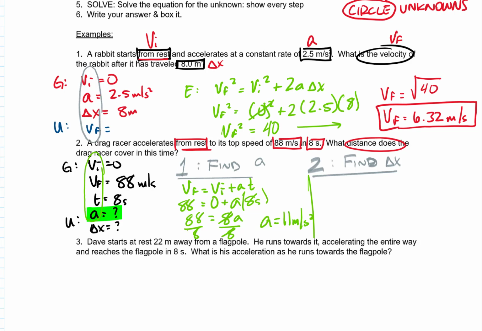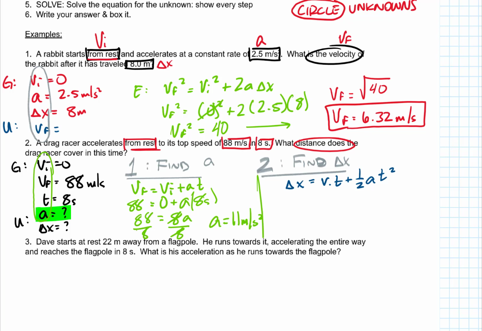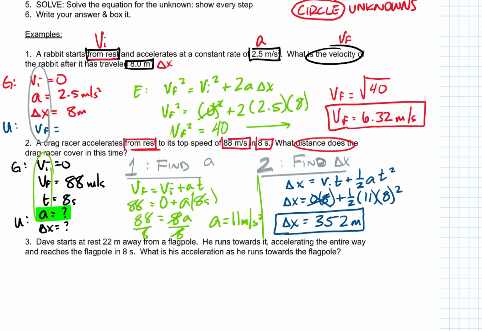Now we can move on to step 2, find delta x. Well, we have everything, so we're just going to pick the equation that has delta x in it. So delta x is equal to v0t plus 1/2 at squared. We're going to plug everything in there. So delta x is equal to 0 times 8 plus 1/2 times 11 times 8 squared. So that part goes away because it's 0 times 8. It comes out to be 352 meters. Let's do the next one.